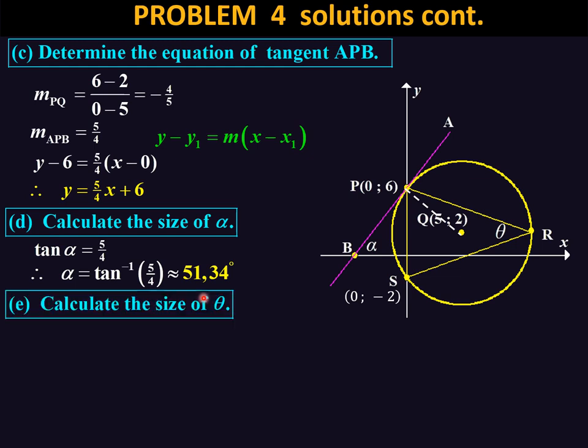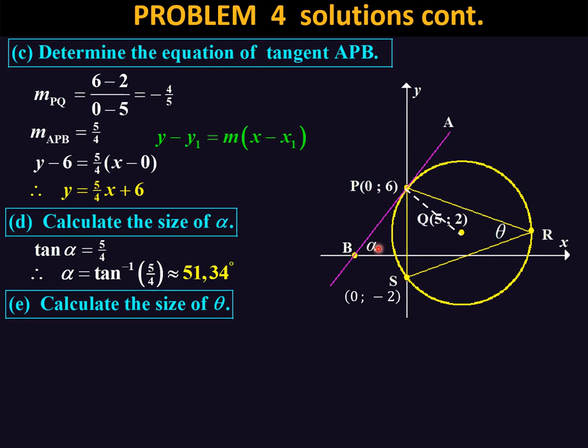Now let's look at the next question, number E. Calculate the size of theta. Let's see where there is theta. Theta is here in the circle. Let's see which circle theorem. That theta is subtended by this chord PS. And there's a PS and there's a tangent. So if I can find this angle here, angle BPS, then I have that angle.